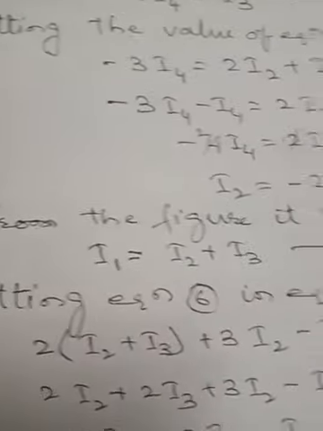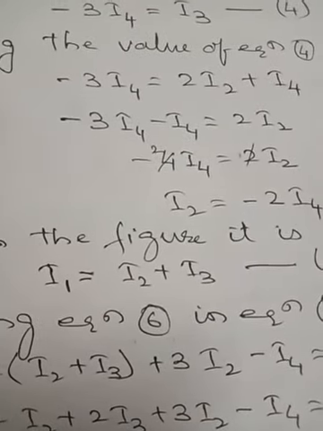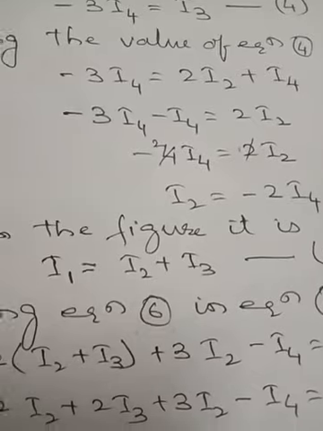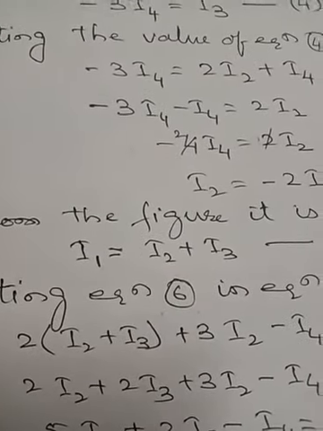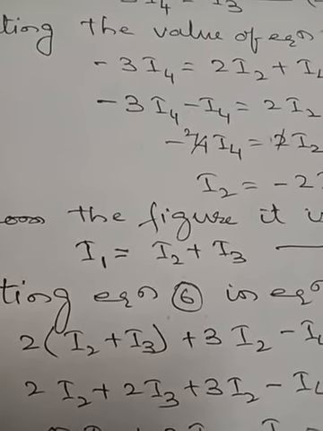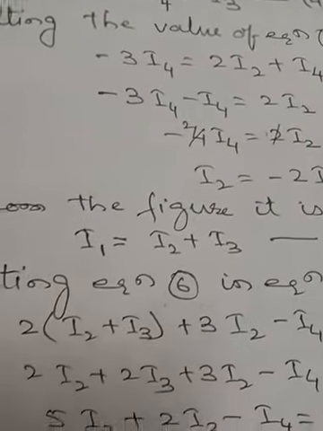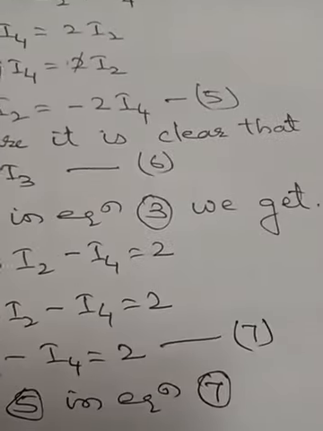Now putting the value of equation 6 in equation 3. So in equation 3 what will we put? We'll put the value of I1. I1 value is what? I2 plus I3. Means where I1 is there, there we'll put I2 plus I3. So putting this value, opening the bracket, simplifying this, we will get this equation number 7.